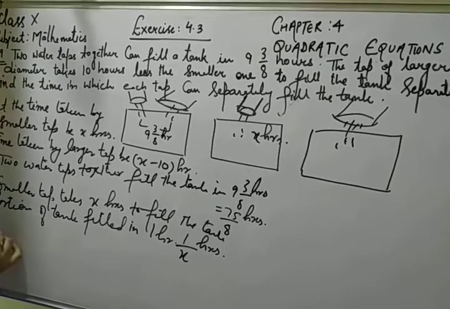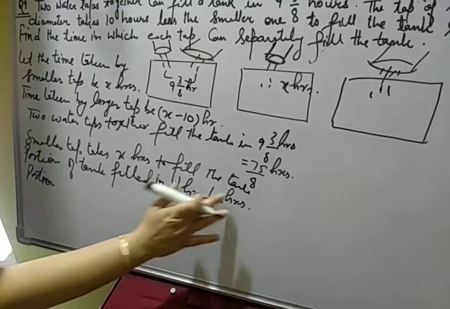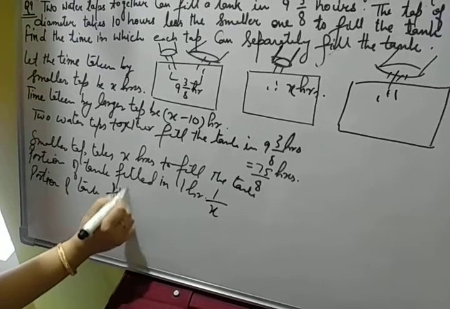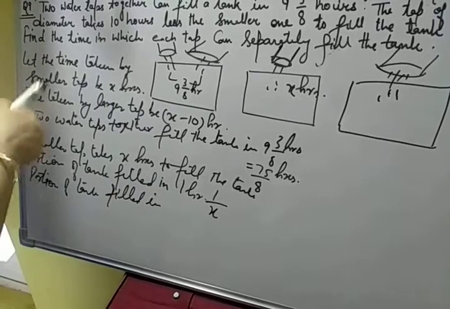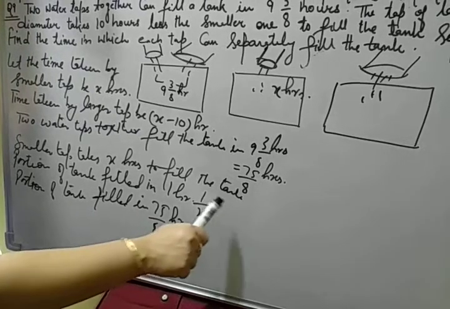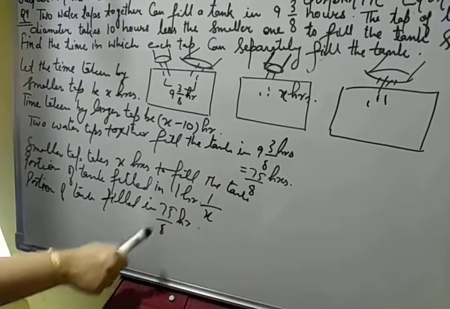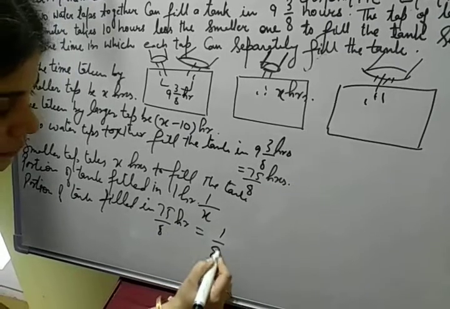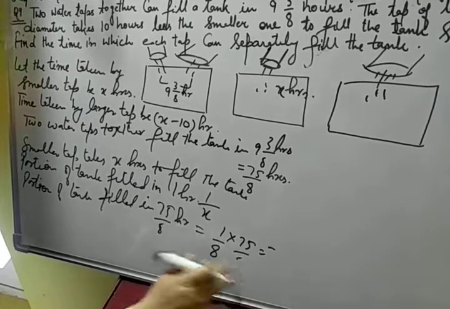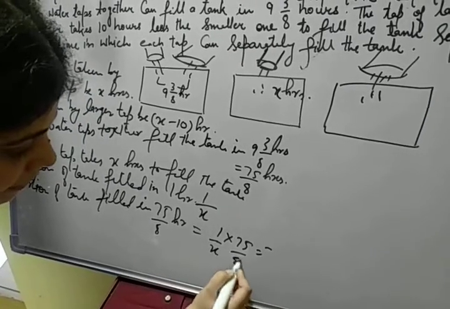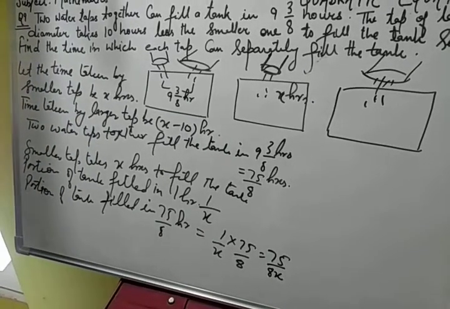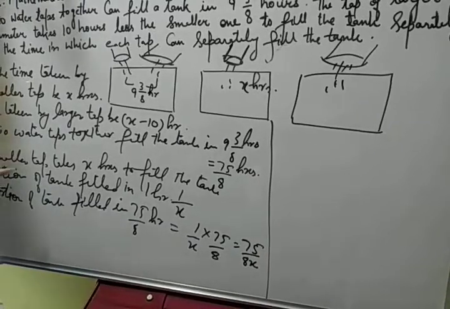Now 1 by x, right? And the portion of tank filled in, what is the given condition? 75/8 hours में. अगर 1 hour में वो 1 upon x पोर्शन फिल कर रहा है तो 75 upon 8 hours में कितना करेगा? We have to multiply 1 upon x into 75 upon 8, which is equal to 75 upon 8x.